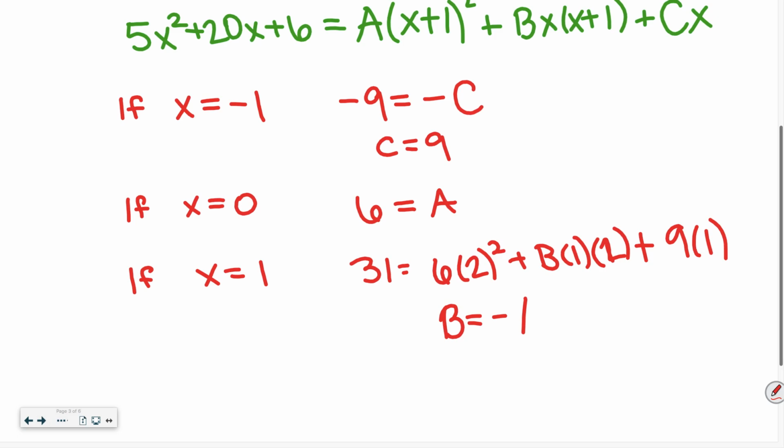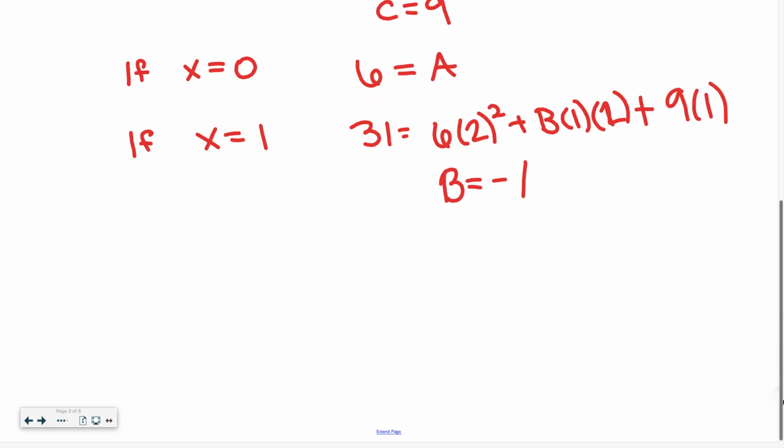Okay, why did we have to do that? When we have that repeated linear factor, we have some repetition in our algebra. So when you have a repeated factor, you're going to be able to find a couple of them, but then that last one you're going to have to plug in a number if you do this method.